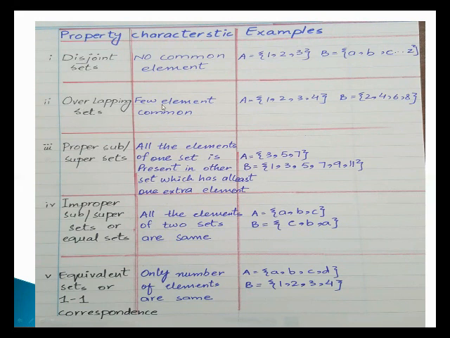Overlapping are those in which few elements are common. When you compare the two sets and find that some elements are common in the sets, understand that the given sets are overlapping. According to example, set A is 1, 2, 3, 4 and set B is 2, 4, 6, 8. We observe that 2 and 4 are common in both, whereas 1 and 3 are uncommon in A and 6 and 8 are uncommon in B. So they are overlapping sets.